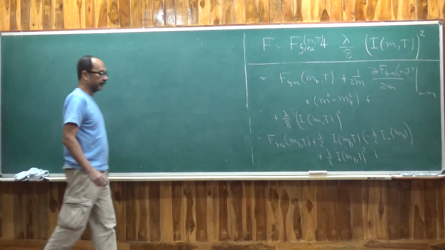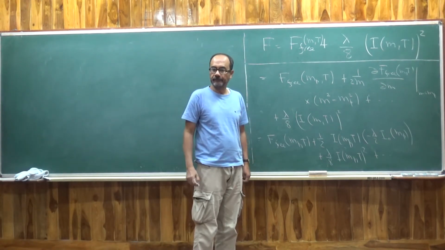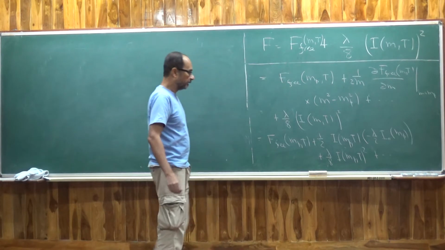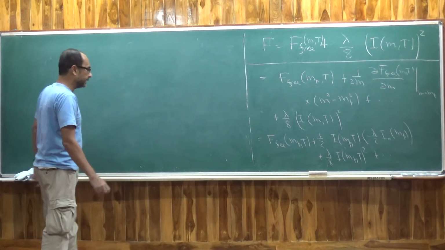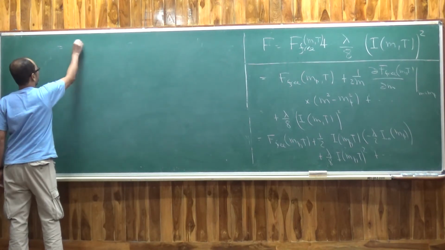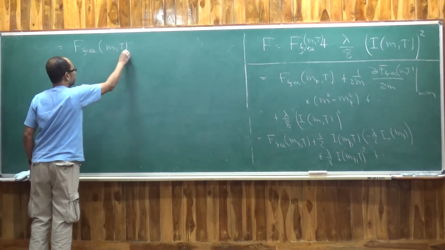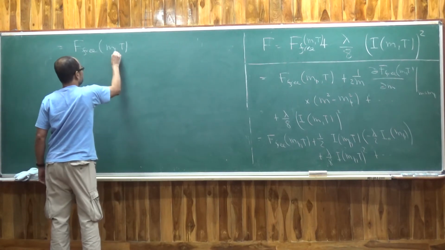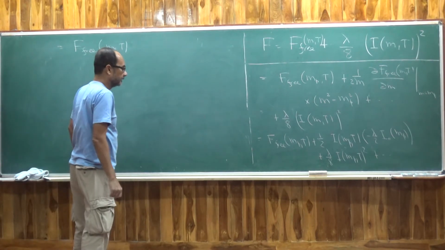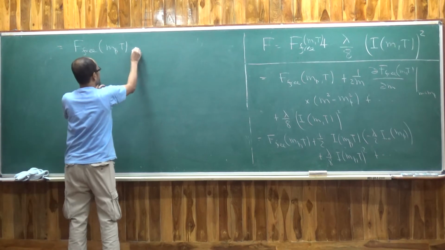Is this clear so far? Okay, so now let's write this a little more. So this is f free of m_p, t, yes, sorry, m_p. Then we have minus lambda over 4.